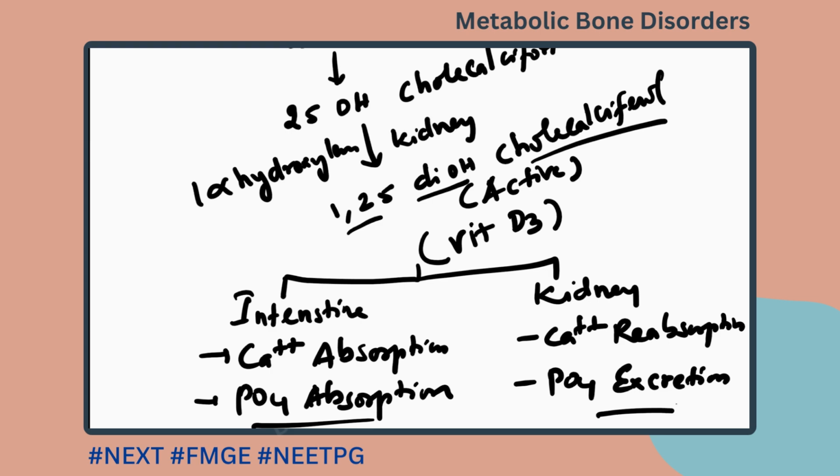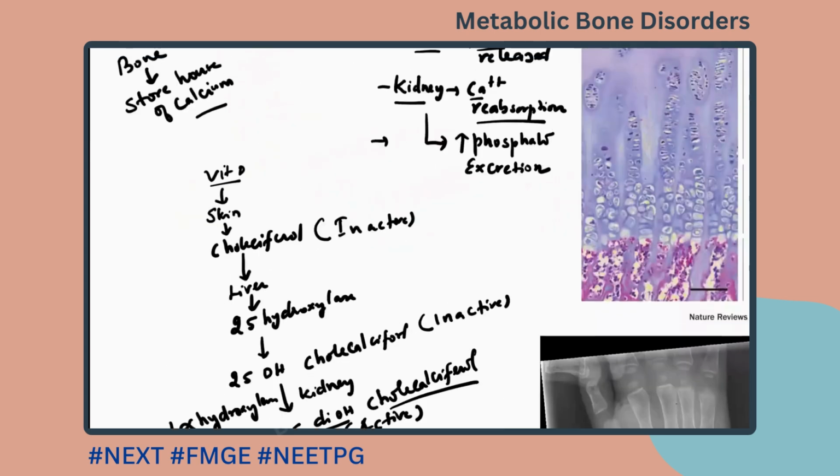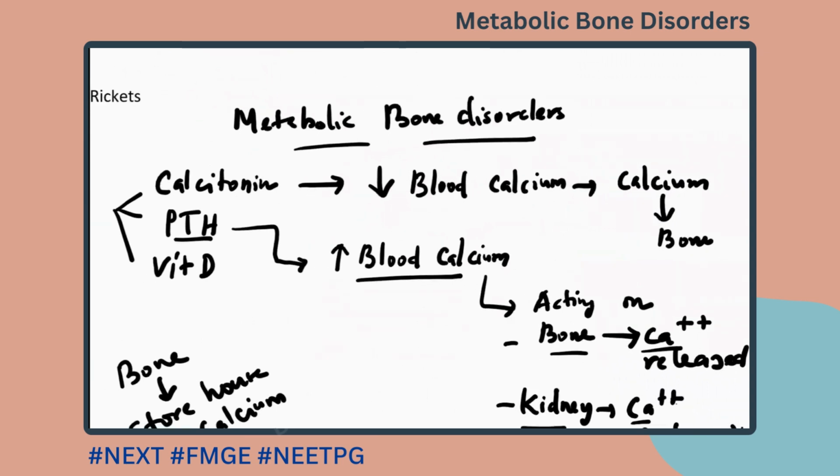So we'll just revise the action of these three hormones. What does calcitonin do? Calcitonin decreases the blood calcium level. It moves the calcium to the bone. So calcium in the blood will be decreased if calcitonin is released. Parathormone is opposite to that. It increases the blood calcium level. How does it increase the blood calcium level? It acts on the bone. It dissolves the bone. So when bone is dissolved, calcium is released into the bloodstream. So blood calcium increases. It also acts on the kidney and causes calcium reabsorption.